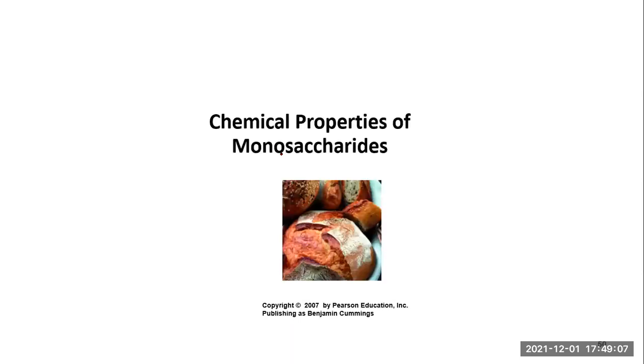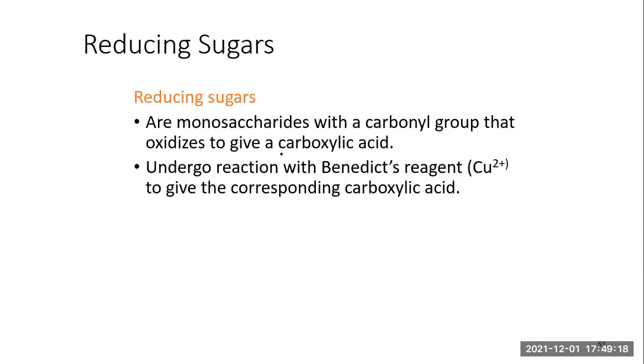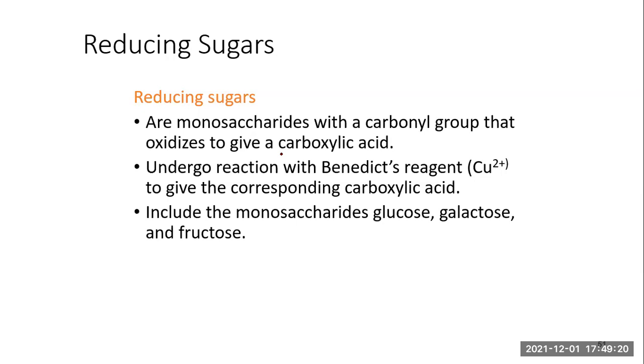So continuing on, we're going to talk about some of the chemical properties of monosaccharides. A lot of monosaccharides are what are referred to as reducing sugars. Reducing sugars basically means that when you have a monosaccharide with a carbonyl group, which is pretty much everybody, that will oxidize to a carboxylic acid, it is what is referred to as a reducing sugar.